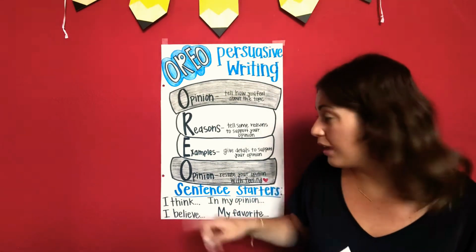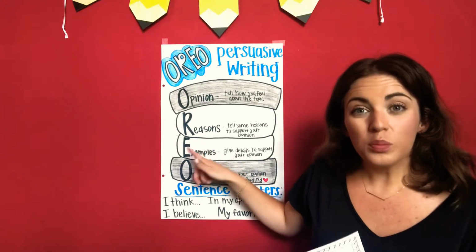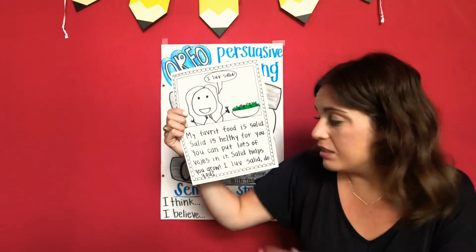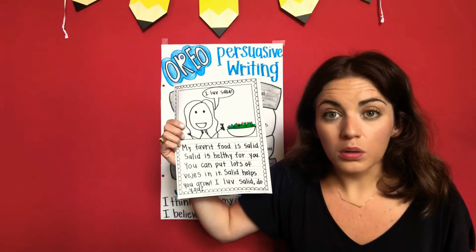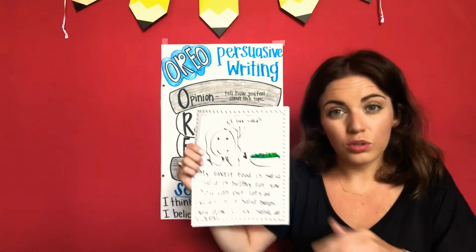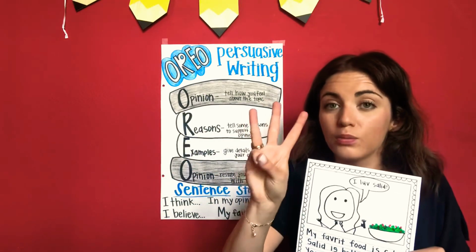Now next is examples, but can I tell you a secret? A lot of the time, your examples can also be your reasons. Like an example that was also one of Miss Lorman's reasons is that salad helps you grow, or that salad is healthy for you. So your examples may be in your reasons. But remember, you have to have 3 reasons.